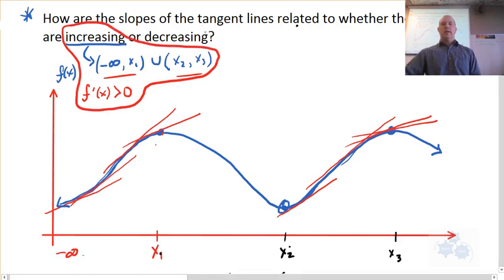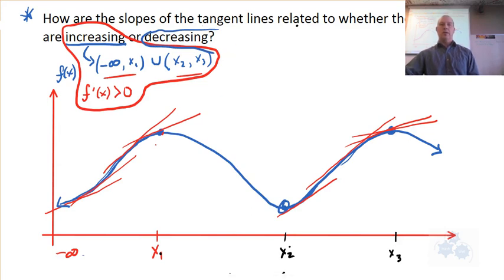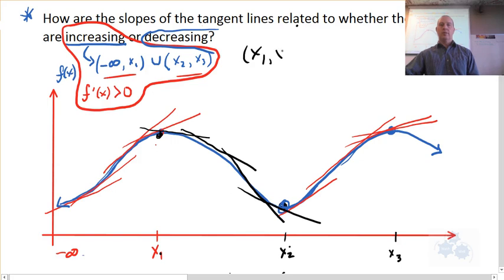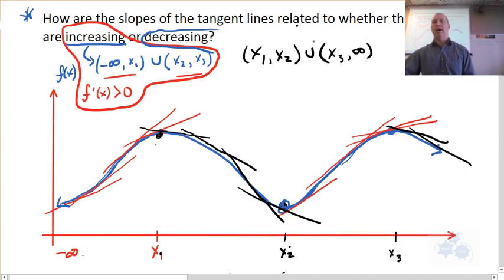And so let's talk about decreasing then. I'll use the black for decreasing. We're decreasing from x1 to x2 here, and I'll draw some tangents, which don't look very good, x1 to x2, as well as in union with x3 to infinity. And you don't have to put positive infinity. If you don't put a sign, I'll know what you mean.